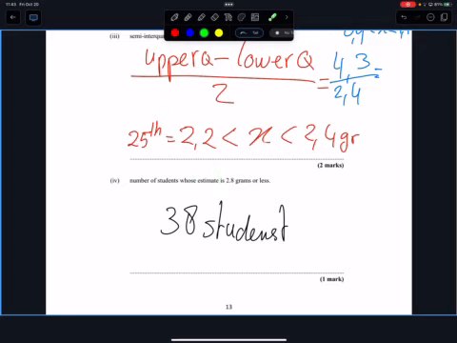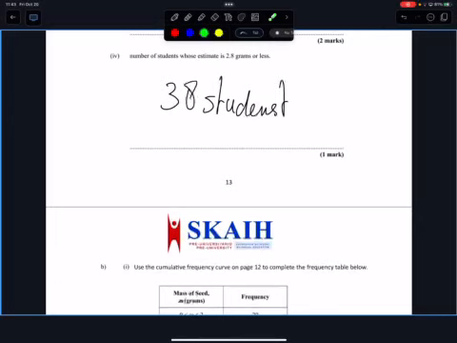Theo, is the answer for the mean 3.2? Yes, around there.